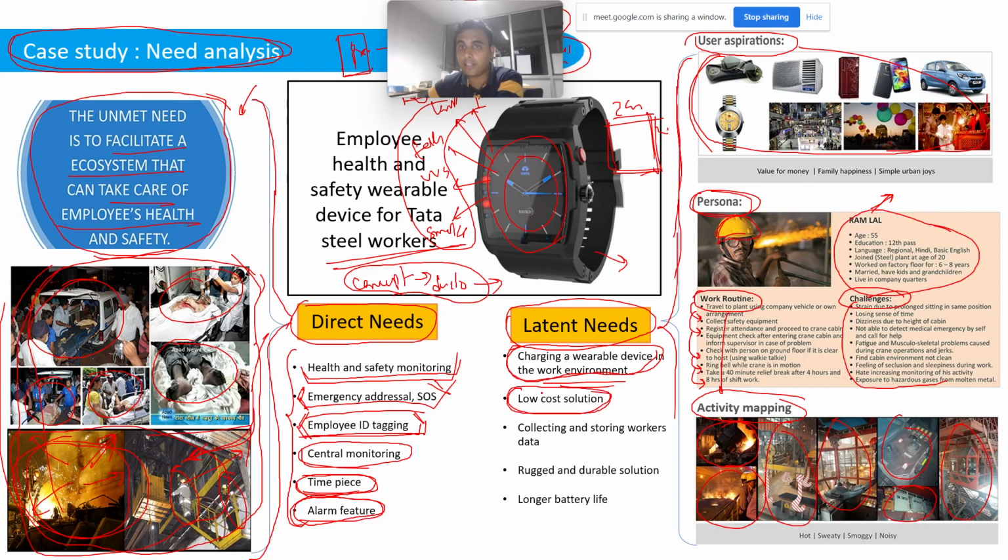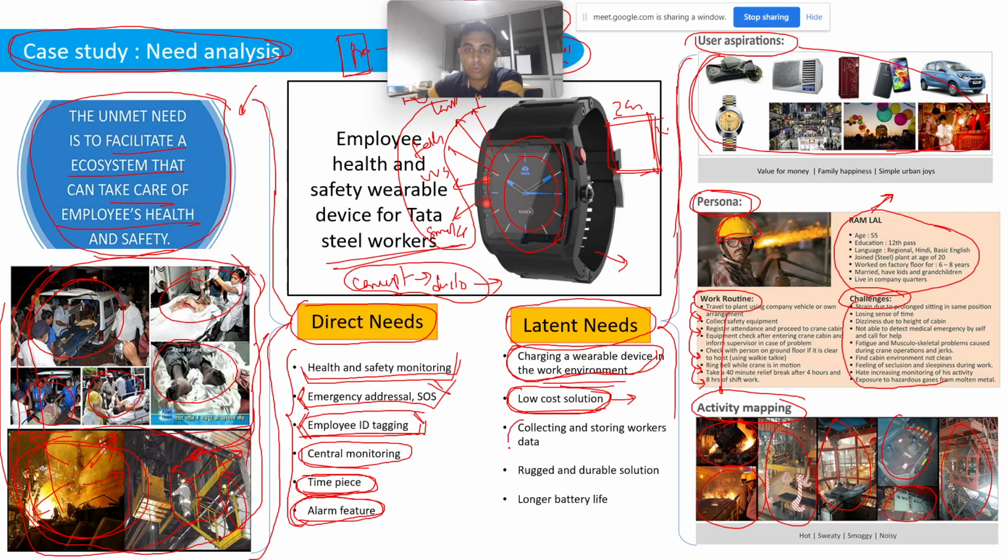Next is low cost, because this was not provided by the facility or Tata Steel freely. The employees have to use their pocket money to buy this particular gadget. Okay, so we also need to think about whether they will be able to buy that particular product or not. So we need to think about making the product low cost.